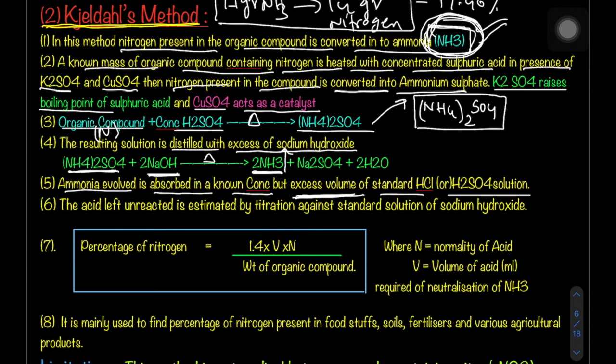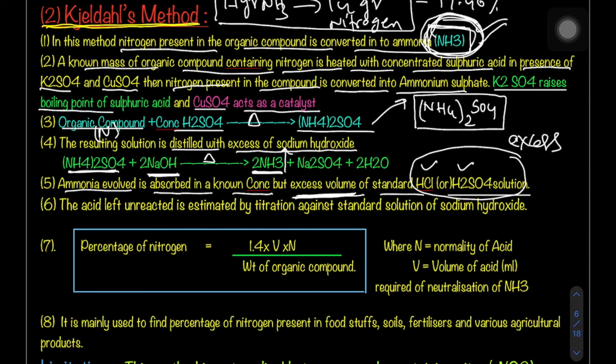Now what happens when the ammonia gas liberated is absorbed into the sulfuric acid or hydrochloric acid? Ammonia is completely neutralized by either of these acids. Now what about the remaining acid in the mixture? Either HCl or H2SO4 will be present because they are taken in excess quantity.